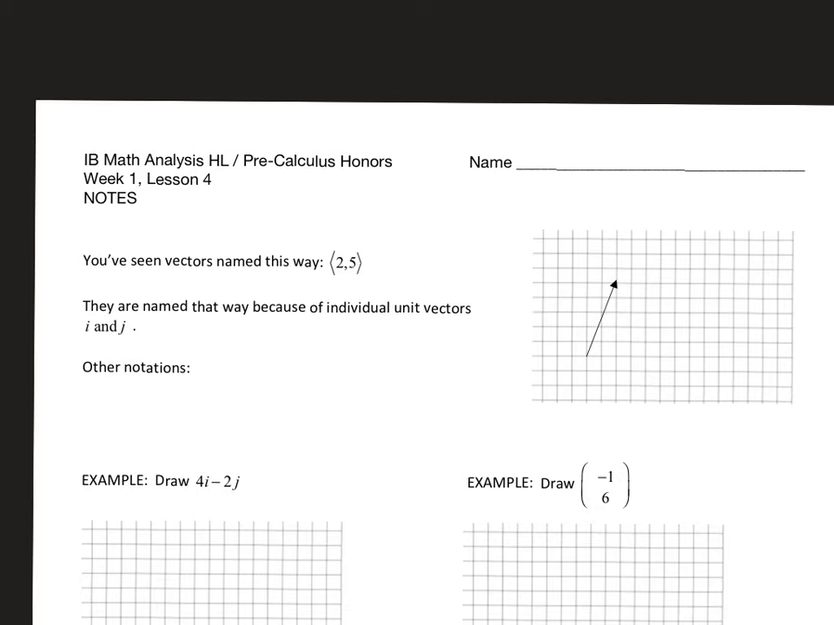So far you've seen vectors written in this particular notation in Delta Math. Delta Math really likes that notation. And that vector looks like this over here. The reason it's named 2, 5 is because of individual little unit vectors that are only 1 unit long, and there would be 2 of them. So I goes in this direction, that's I, and then J goes in that direction.